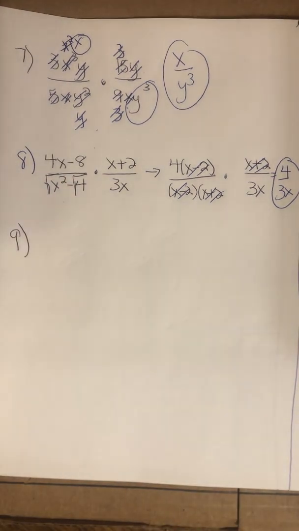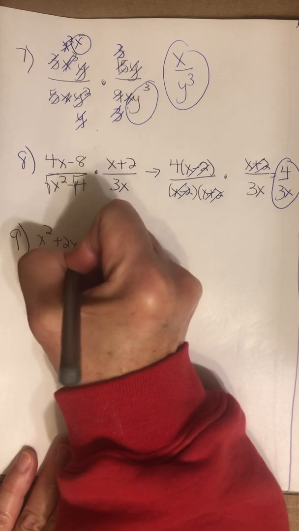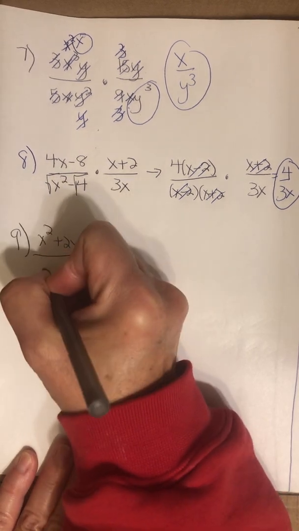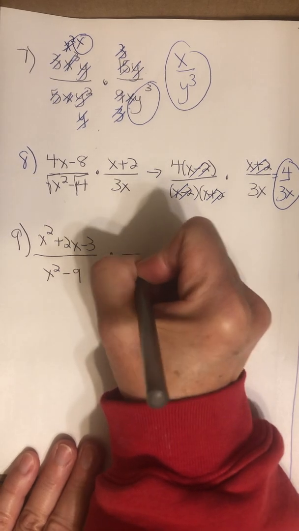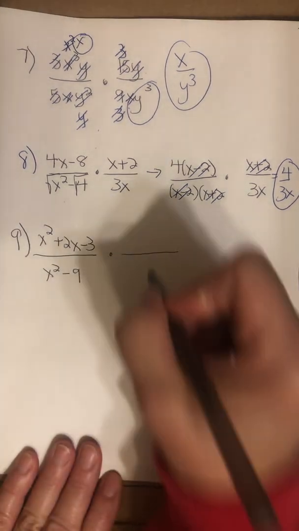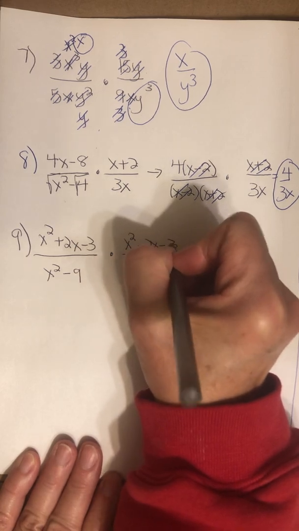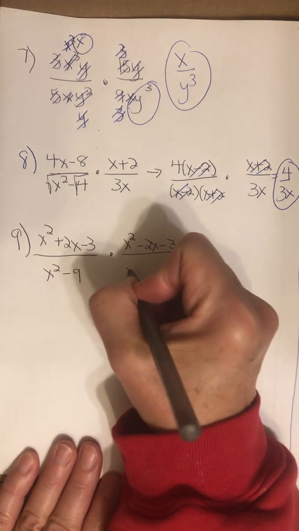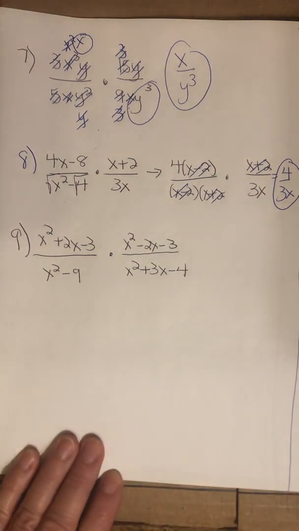Last one. Number 9. I'm going to keep my first fraction. I'm going to write multiplication instead of division, and the denominator on the paper I'm going to put in the numerator, and the numerator I'm going to put in the denominator. All right, lots of factoring here.